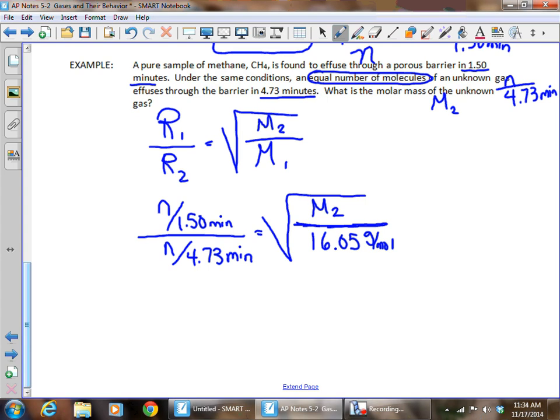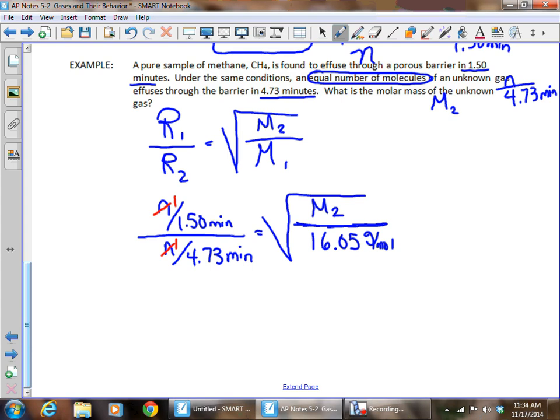Now, solving for this, be very careful. Yes, the N is going to end up canceling, but what we end up with when it cancels or reduces to 1 is 1 over 1.5 over 1 over 4.73. The big mistake is to say that that is the same thing as 1.50 over 4.73. It is not. Think about why.